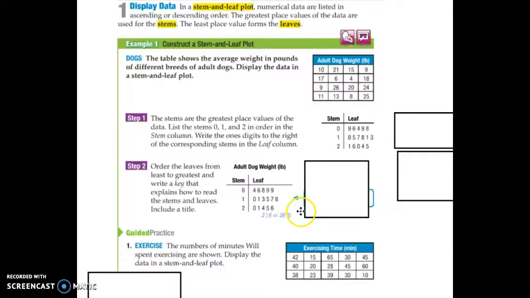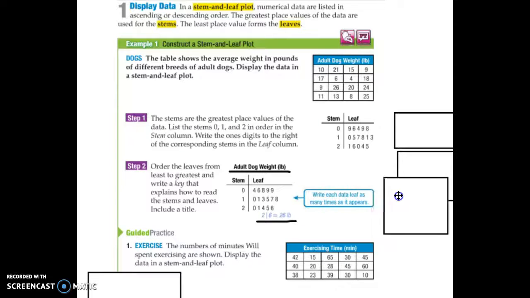Here is very important, this key. We have to have this key in there. It tells me what this number represents and what this one represents, because sometimes this could mean a decimal. It could be like 1.0. So when you do this, like the 2 | 6, what does 2 | 6 equal? Well, it equals 26 pounds. That's why we want to have the title and the key, so we can actually know what this data means. It's not just random numbers put together. So make sure we have a key on every stem and leaf plot that we make, and we title it. What does it represent?